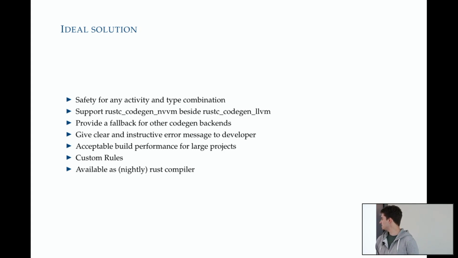The build performance for large projects should not suffer too much when using AD. On the C++ side, that was sometimes an issue. On the Julia side, they are apparently already quite good. And I think we can also be quite good on the Rust side, because we have all the type information already available. So the slow part of Enzyme, the type analysis, should be able to get some improvements if we pass it forward.